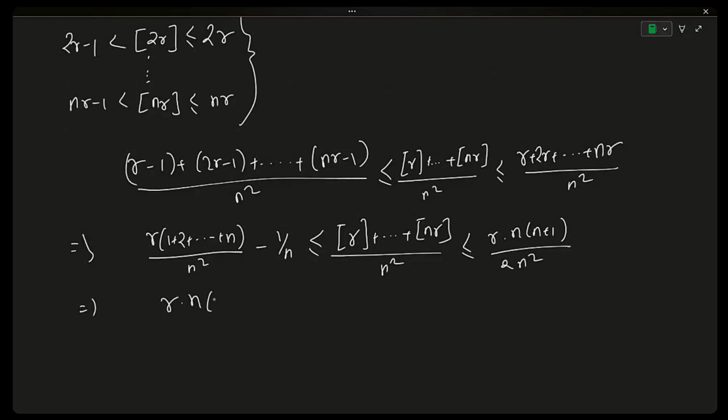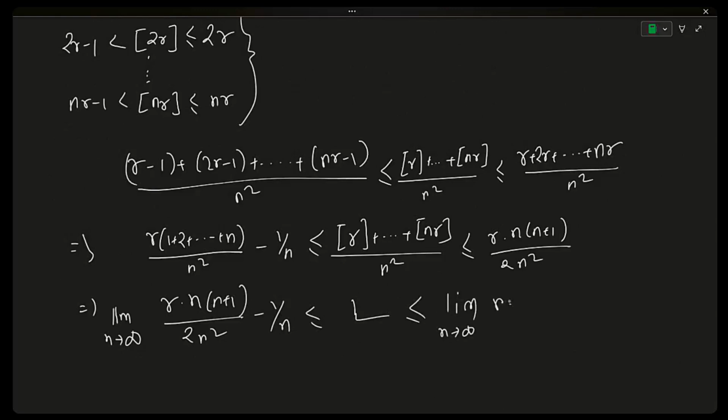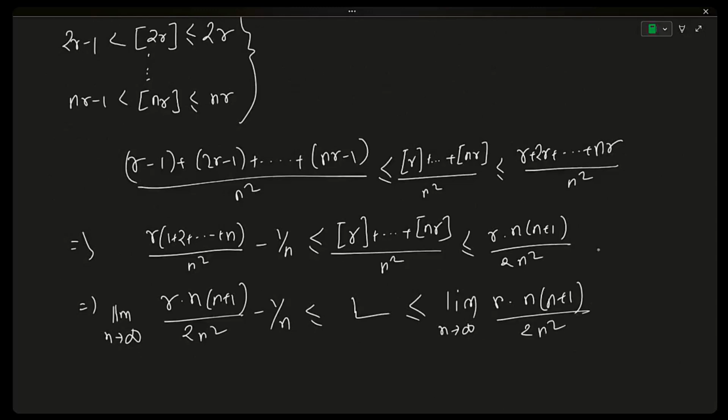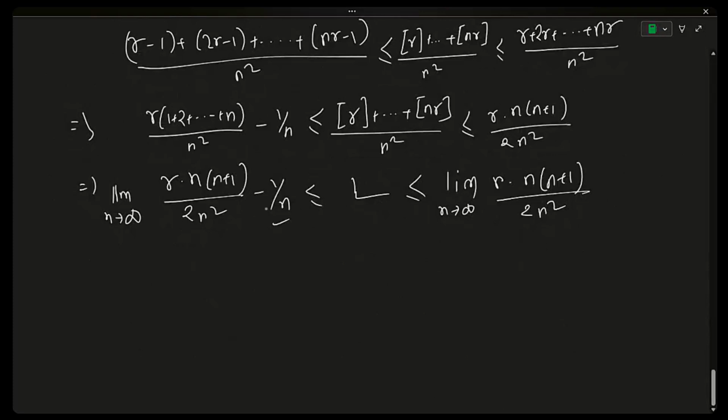So let me apply the value here as well. r into (n plus 1) by 2n square minus 1 by n is less than or equal to, let us apply limits as well so that I can write it as L. This is my required limit L, which is less than or equal to limit n tends to infinity of r into (n plus 1) by 2n square. We can easily see that the limits go to, this goes to 0 and this goes to 1. So therefore r by 2 is less than or equal to L, less than or equal to r by 2. By squeeze theorem, the required limit L is going to be r by 2.